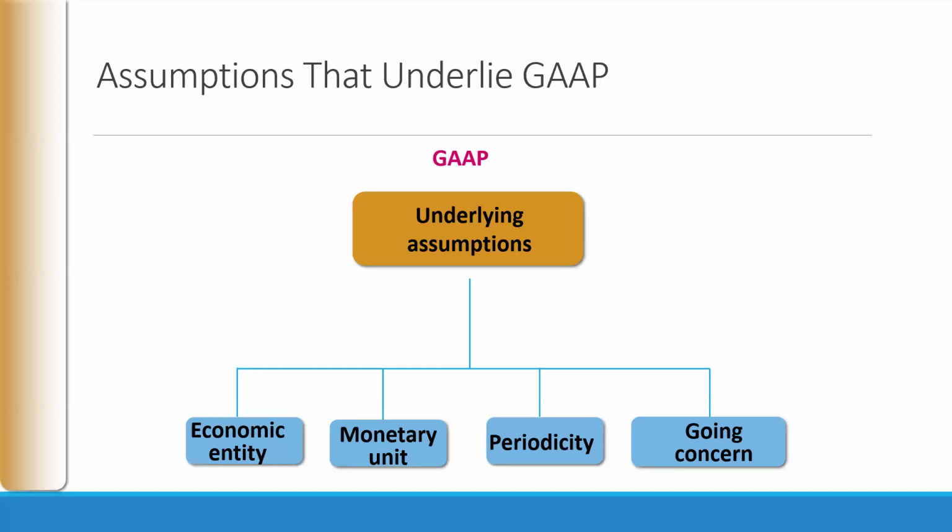Monetary unit, in the US, it's US dollars. And that just is a standard currency. Period. How long are you looking? So, for example, is this a quarterly financial statement or an annual financial statement? Revenues and expenses happen over a period of time. You need to know what time period you're looking at.